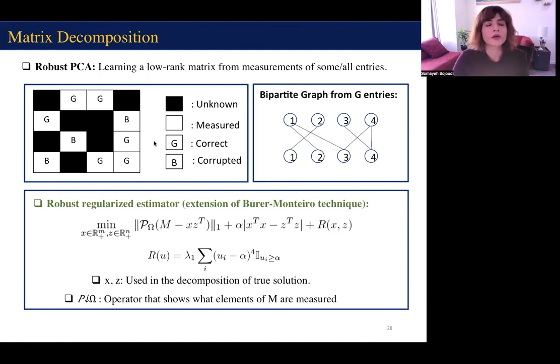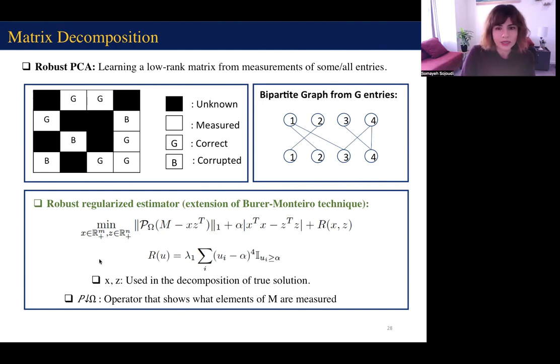As a reminder, robust PCA is about learning a low-rank matrix from the measurement of some or all of its entries, while some measurements could be completely wrong. To explain robust PCA, consider this matrix. In this example, unknown entries are shown in black and measured entries are shown in white. Each measured entry could be correct, shown here with letter G, or corrupted, shown with letter B, but we assume the type is unknown. To analyze this, we map the locations of the G entries into a bipartite graph, and we do the same thing for the B entries.